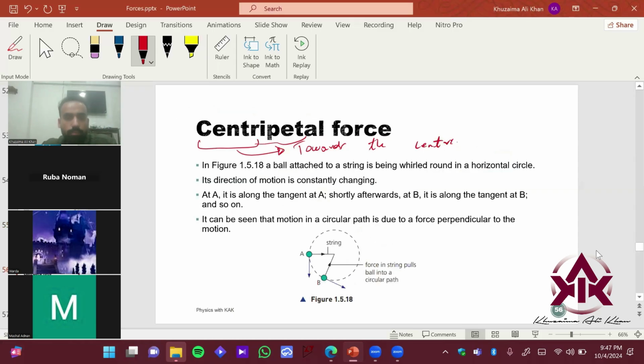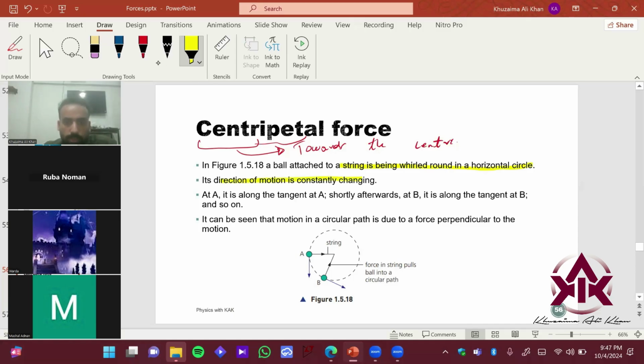So centripetal means it is the force that is acting towards the center of the circular motion, right? Okay. So now there are some important points over here which you need to note. They are as follows, right? So let's say we are having a string which is whirling around in a horizontal circle. Let's say you are basically creating a circular motion like this using your arm.